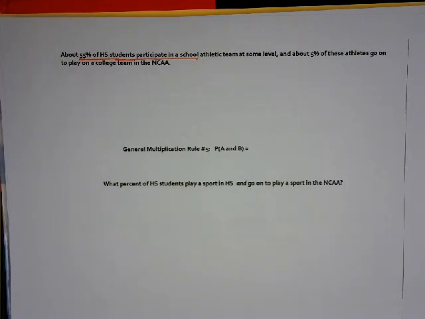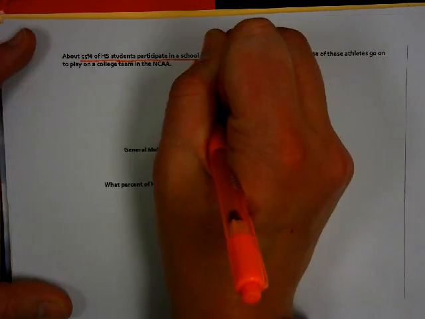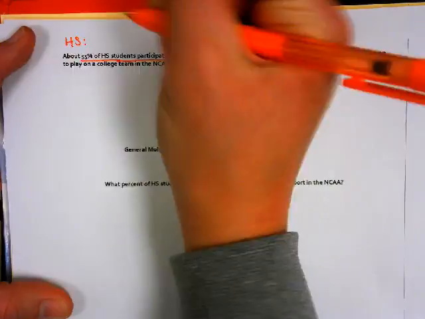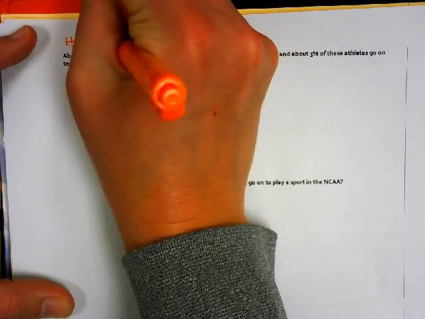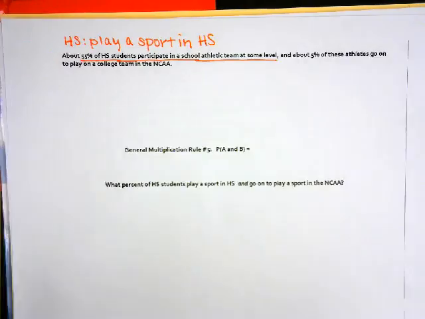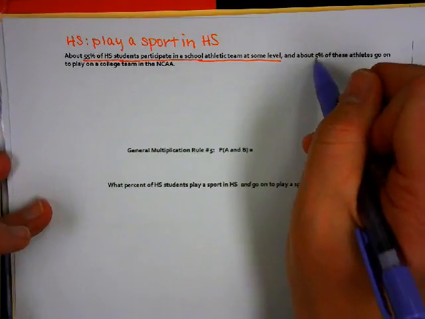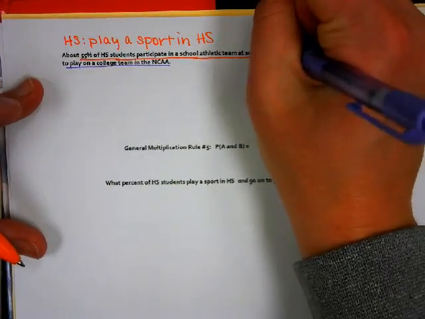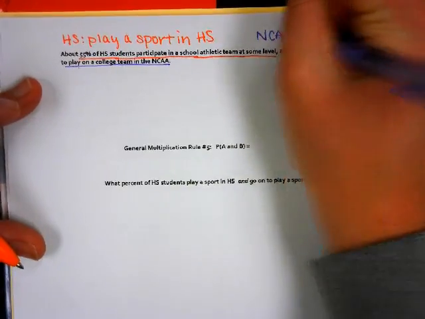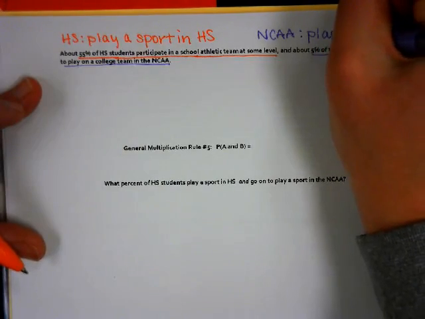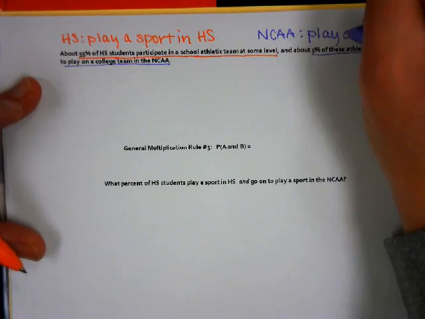So I'm going to say H, high school, means play a sport in high school. That's going to be one of my events. It then tells us that 5% of those athletes go on to play on a college team in the NCAA. So NCAA is going to be my other event: we play on an NCAA team.